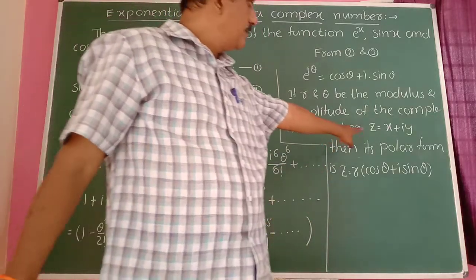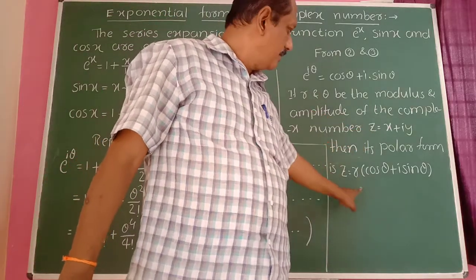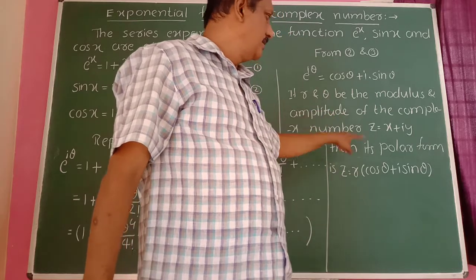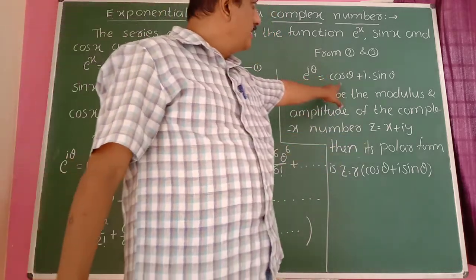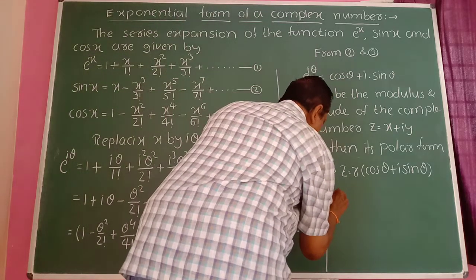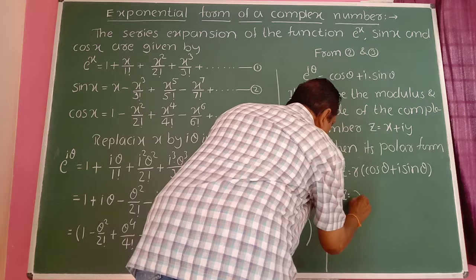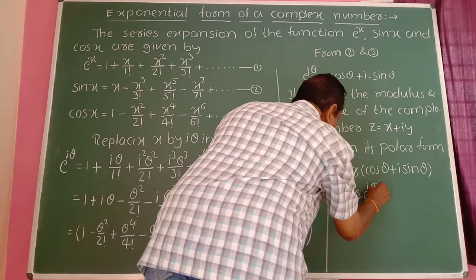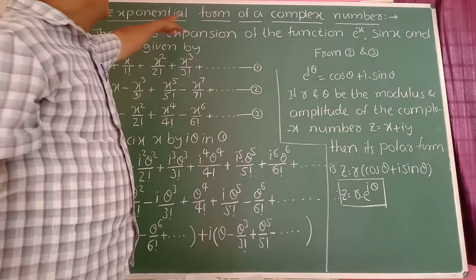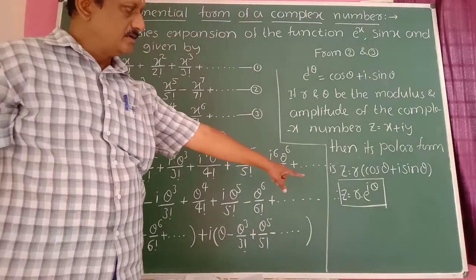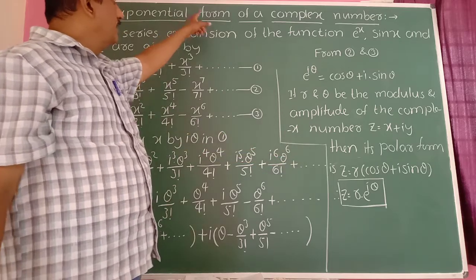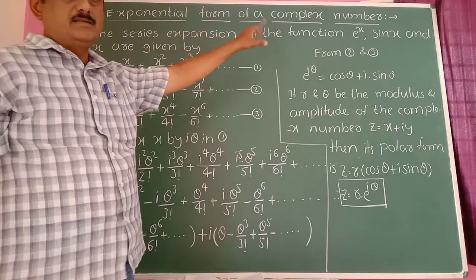Here z equal to x plus i y is the Cartesian form, and this is its polar form. Here r is the modulus and theta is the amplitude. And you know cos theta plus i into sin theta is e raised to i theta here. Therefore z is equal to r into e raised to i theta, which is the exponential form of a complex number.